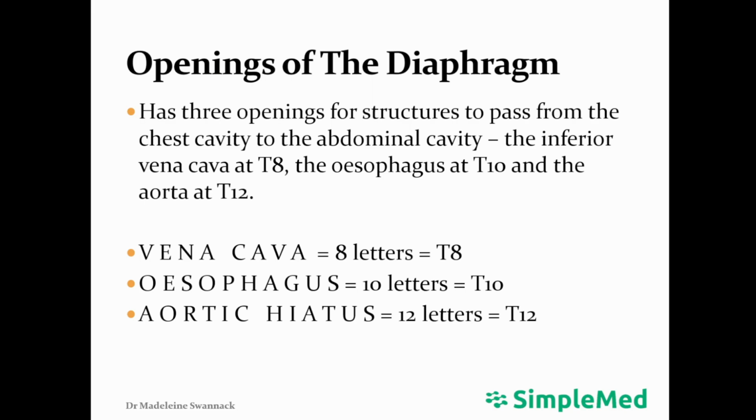The diaphragm has 3 openings for 3 important structures. These are the inferior vena cava at the level of thoracic vertebra 8, the esophagus at the level of T10, and the aortic hiatus, which allows the passage of the aorta through the diaphragm at the level of T12. This can be remembered by the vena cava having 8 letters for T8, the esophagus having 10 letters for T10, and the aortic hiatus having 12 letters for T12.